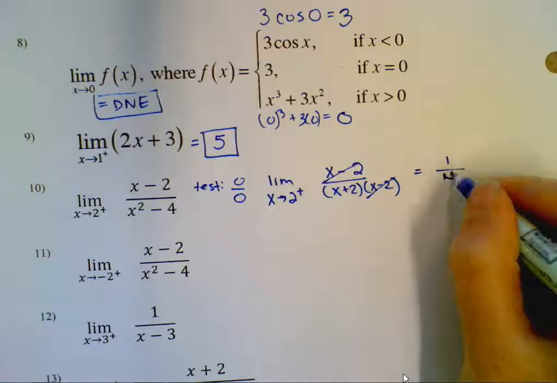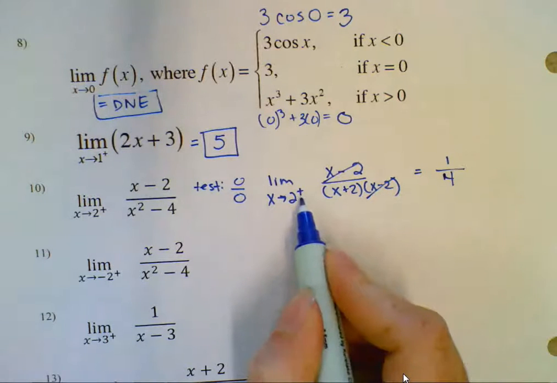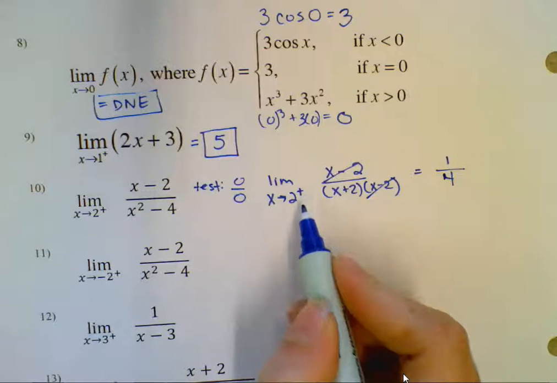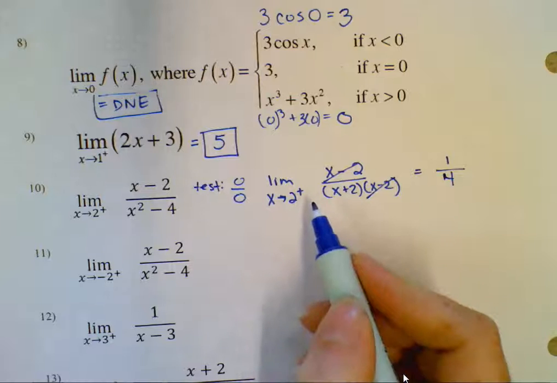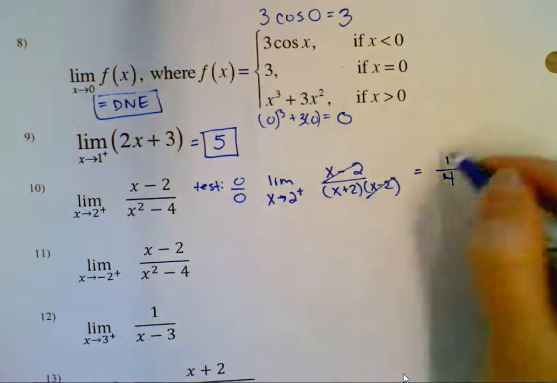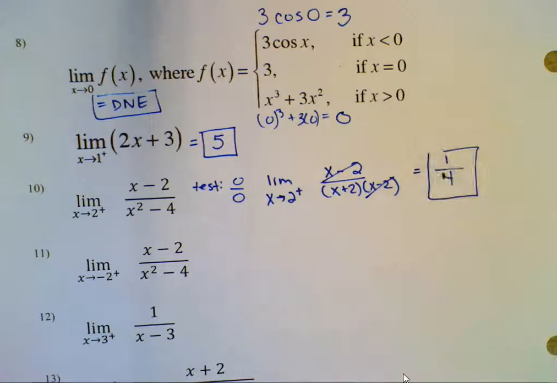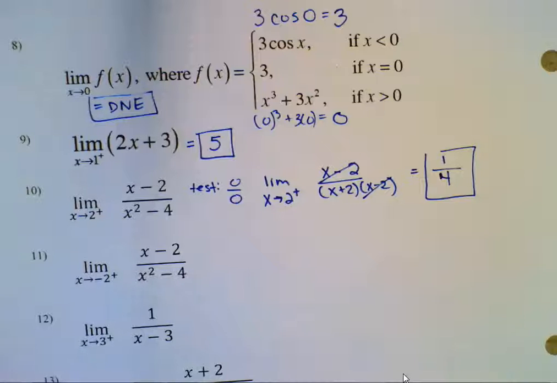4, right? And does it matter in this case that it says from the right-hand side? No, right? Because whether it's coming from the right or the left, I'm still going to get 1/4. All right. Yes. How do you know you don't do that like non-removable individual? They're not asking what sort of discontinuity. They want you to find the limit.